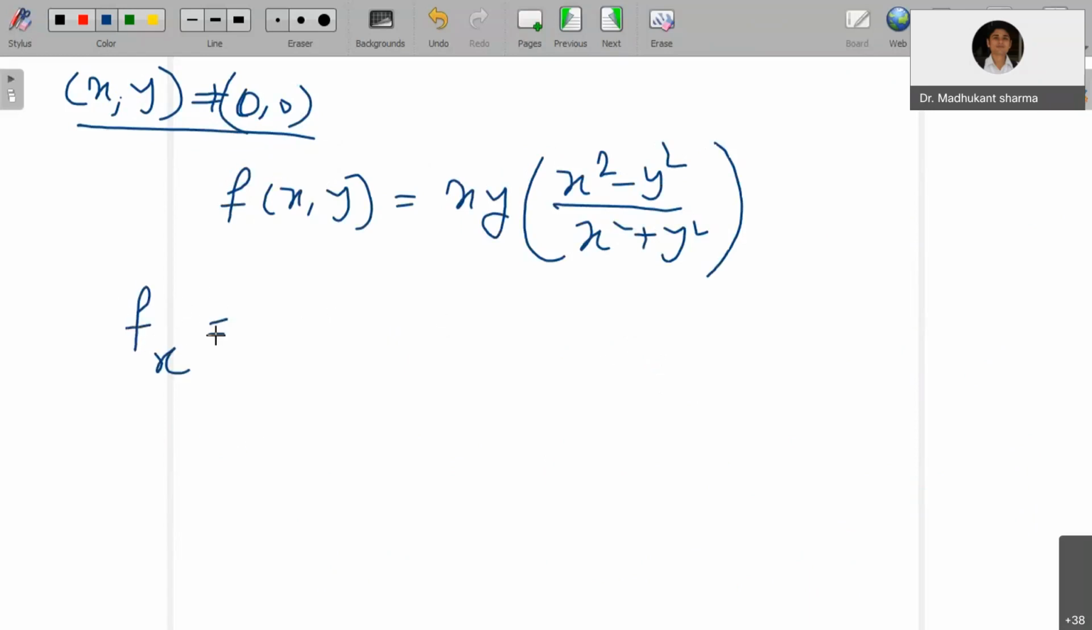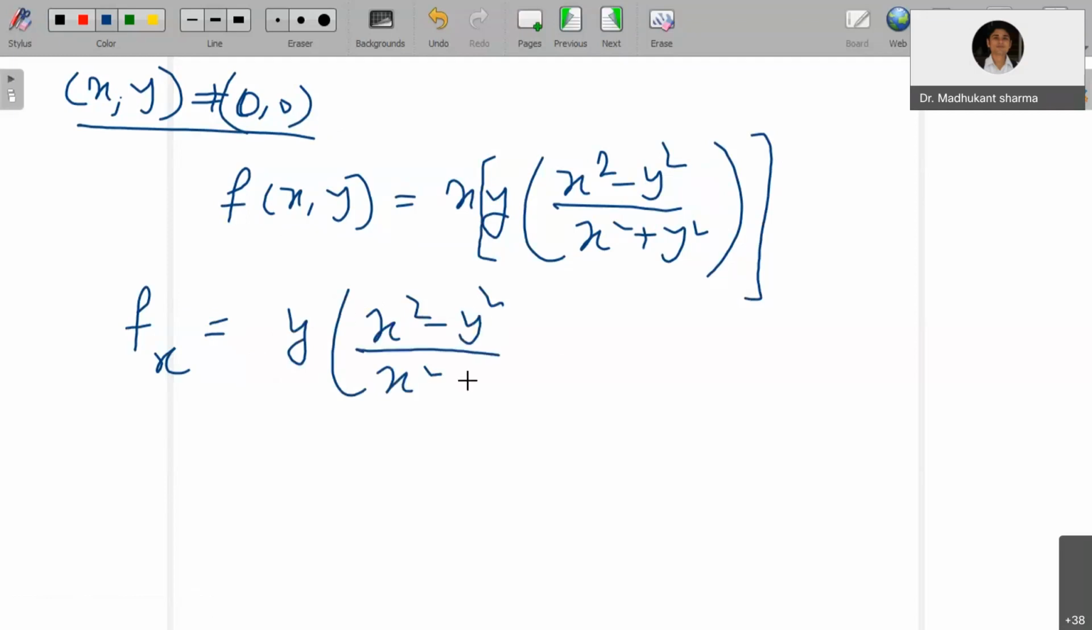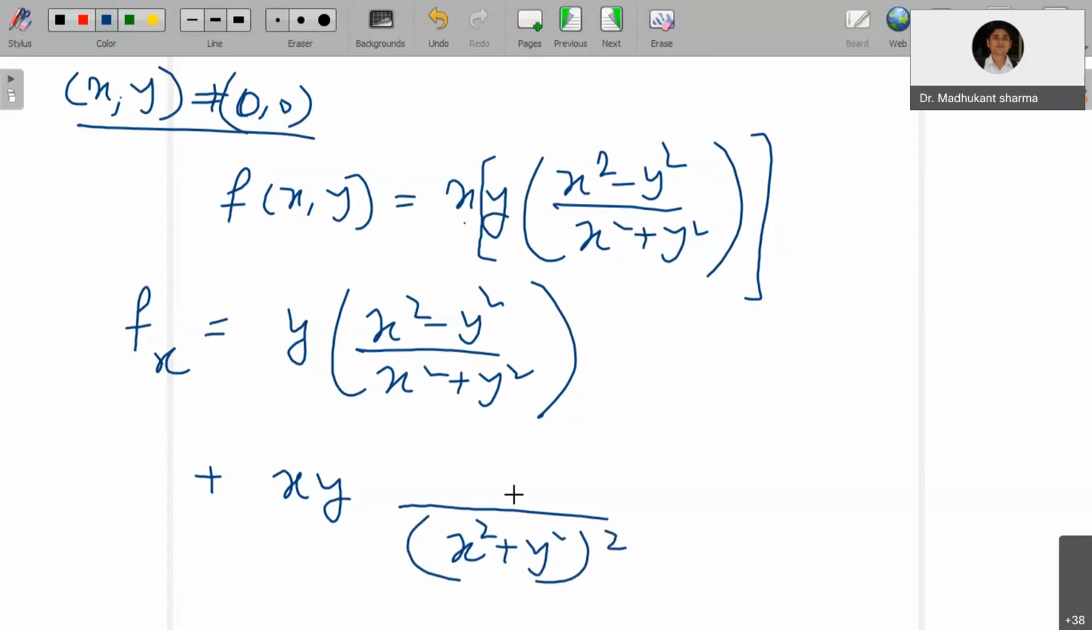So what is fx going to be? Now you have to take the product rule, x into y and so on. First is y times (x square minus y square) divided by (x square plus y square), into the derivative of x with respect to x, that is 1, plus x into the derivative of this. y is a constant when you differentiate partially with respect to x. Now you have to differentiate this rational term, so you use the quotient rule here. That is going to be (x square plus y square) whole square in the denominator, with (x square plus y square) times 2x, minus (x square minus y square) times 2x.